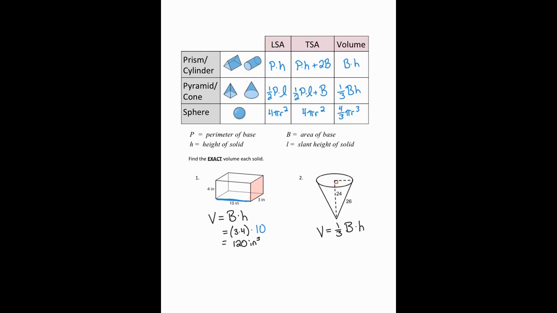And so I recognize 26, which is 2 times 13, and 24, which is 2 times 12. And so I see that 5, 12, 13 Pythagorean triple there. So this is 2 times 5, or 10, which means our volume is equal to 1/3 times pi times 10 squared, that's the area of the base, times the height, which is 24.